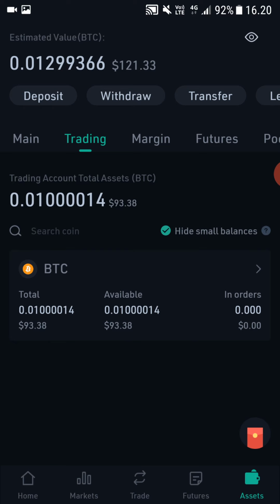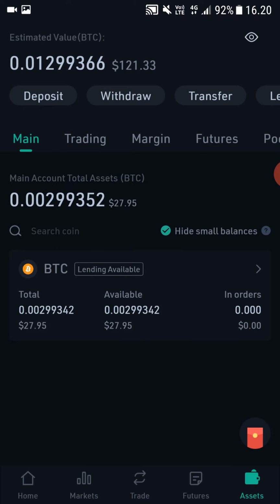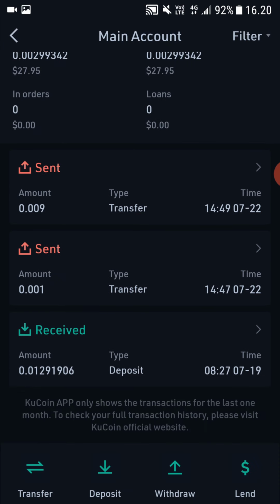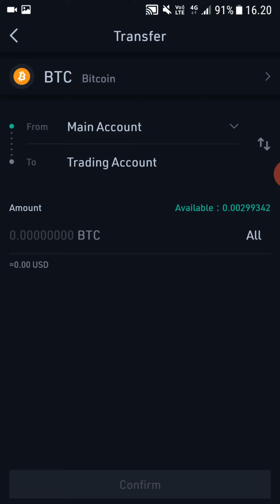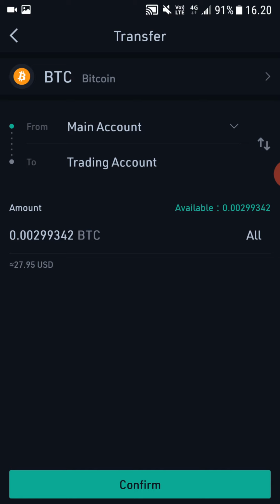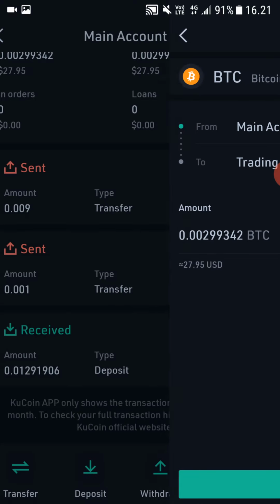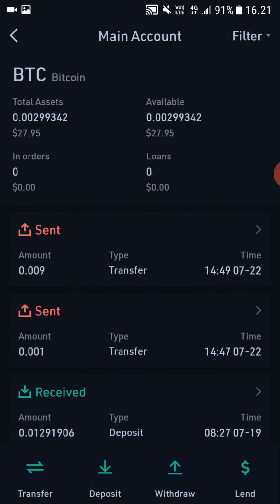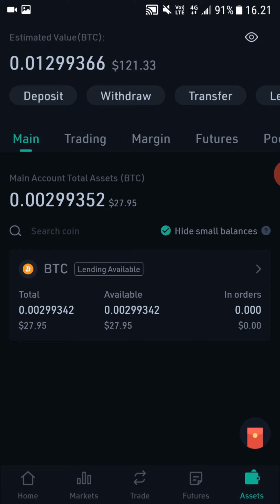Let me show you. When you go to main, and your BTC is right here, when you click the Bitcoin, you can see transfer at the bottom left, and you click that. Here is where you can change from main account to trading account. So all you really do here is click all or select how much Bitcoin you want to send to your trading account, and then just click confirm. It will confirm in just 1 second, so it's really quick. There's no transfer fees or anything. It just switches between wallets.